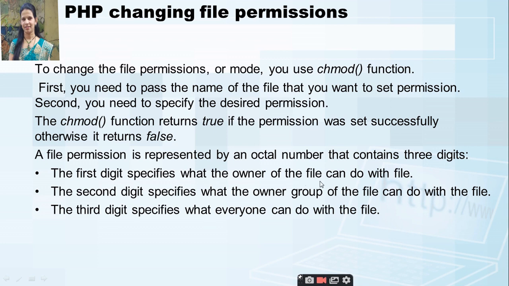First is for what the owner of the file can do with the file. Then the second digit specifies what the owner group of the file can do with the file. And the third digit specifies what everyone can do with the file. These are the three digits of the octal number.